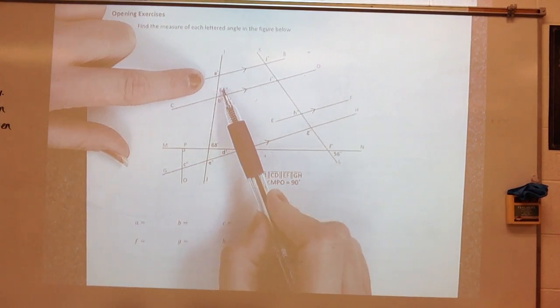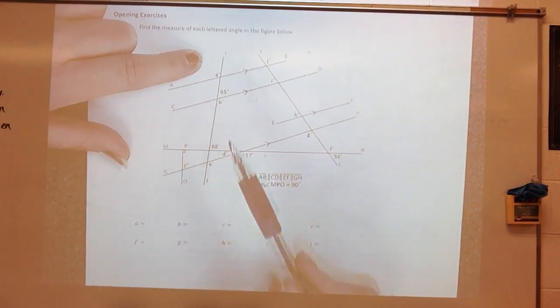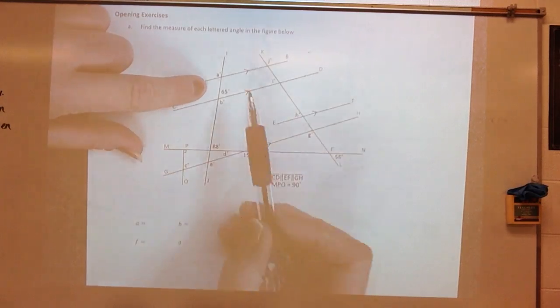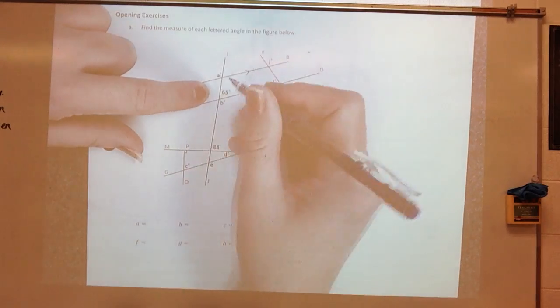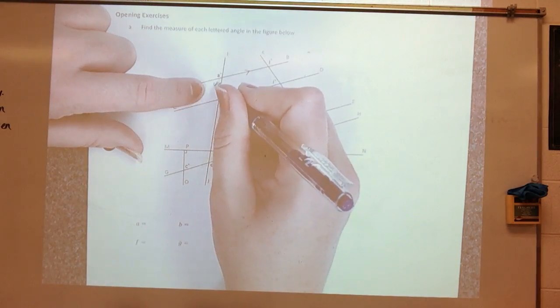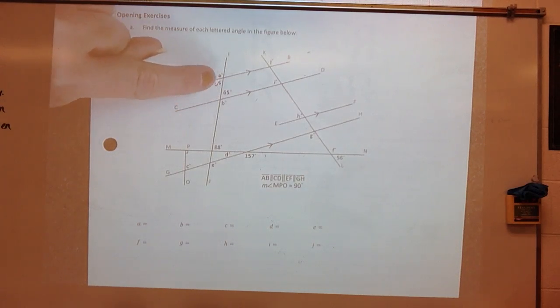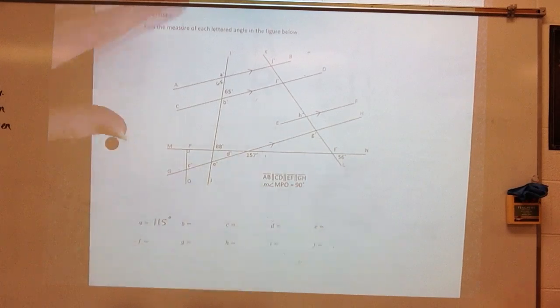Looking at A, I know that I have two parallel lines. Here's my transversal. So for A, I'm going to use 65. So I know that this angle is 65 degrees. So what do I know about these two angles? They are a linear pair. So 180 minus 65 is 115 degrees.